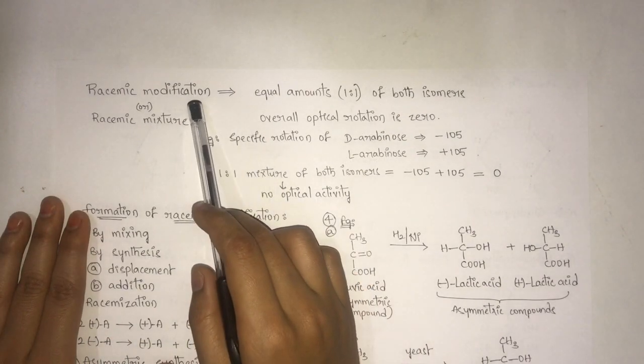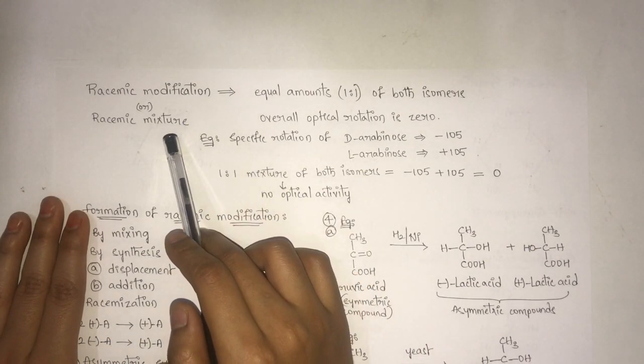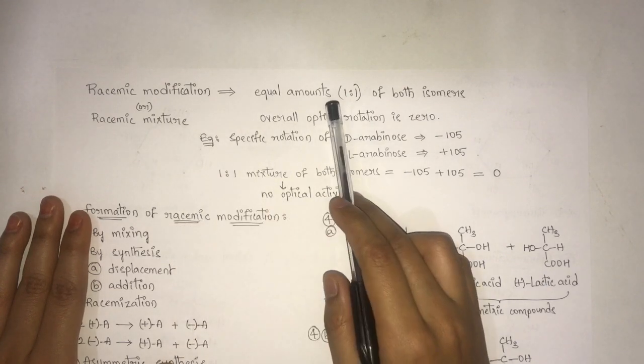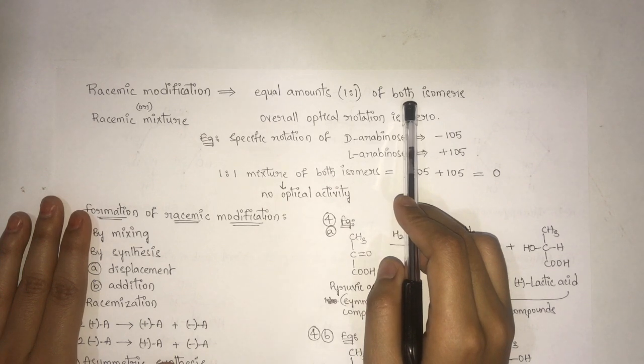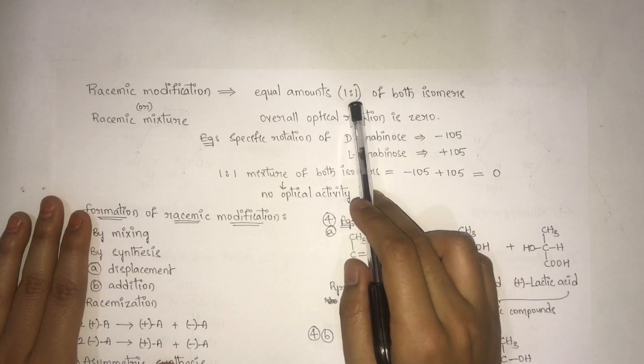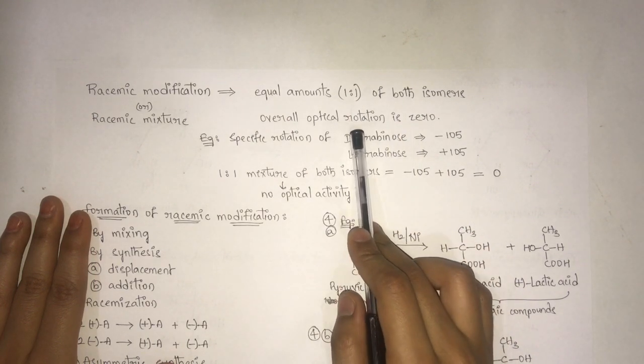Racemic modification or racemic mixture. The racemic mixture is an equal amount of both isomers in a 1:1 ratio. So in this case we are taking plus isomer and minus isomer of the same compound in equal amounts. The overall optical rotation will be 0.